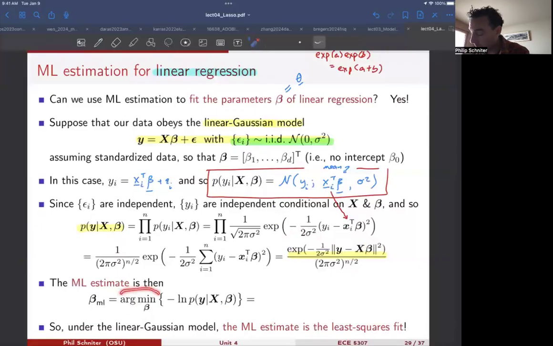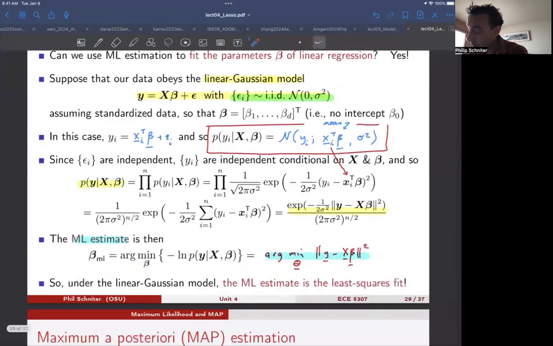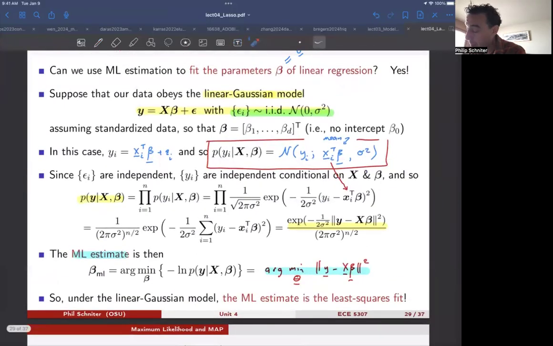So since we're looking at the minimizer, we essentially can look at arg min over theta of the norm squared of y minus x theta. So at the end of the day, the ML estimate for this linear regression problem with this particular Gaussian noise model is exactly our least squares problem.